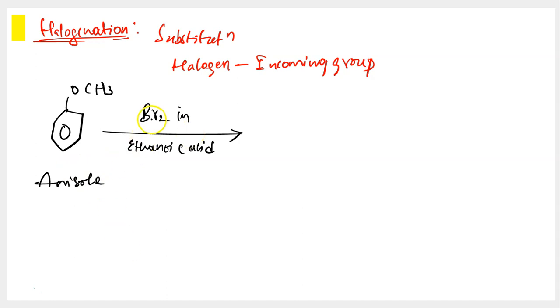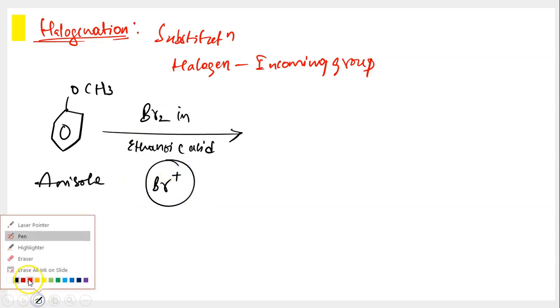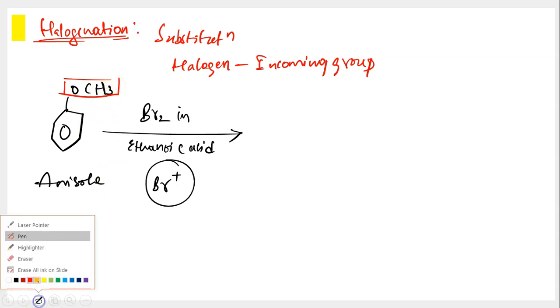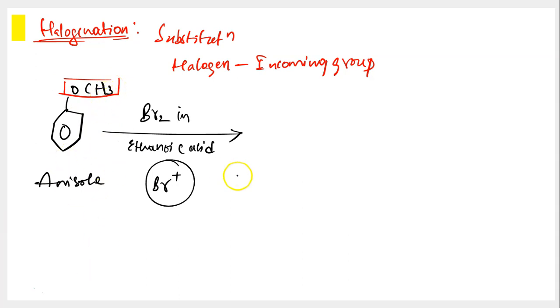In presence of ethanoic acid, bromine would produce the electrophile of bromine, which is Br+. So Br+ electrophile would be trying to attack the ether. As you already know, if this is the functional group existing on the benzene ring, based on the nature of the functional group, the product formation would depend on whether it is ortho-para directing or meta directing. All right. So the ether functional group is an OP directing group.